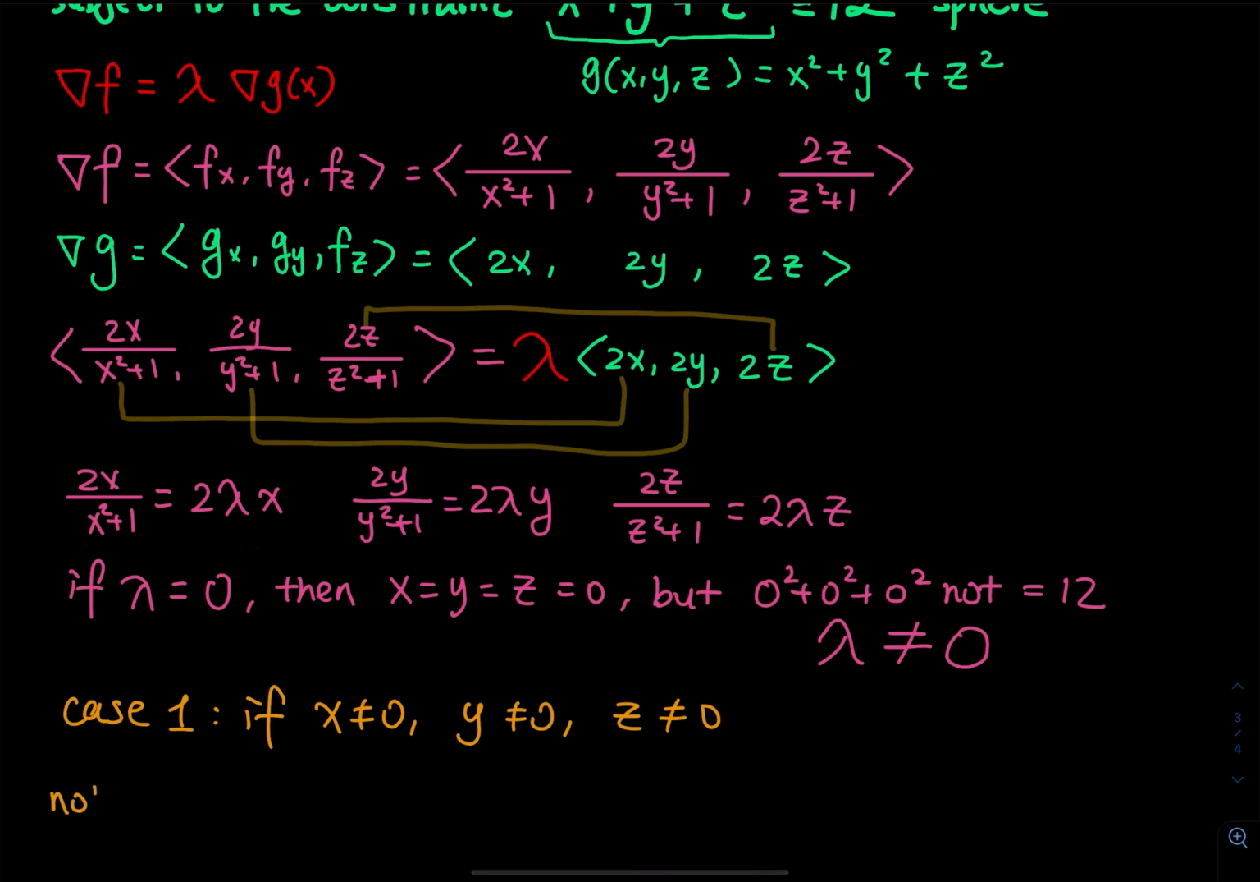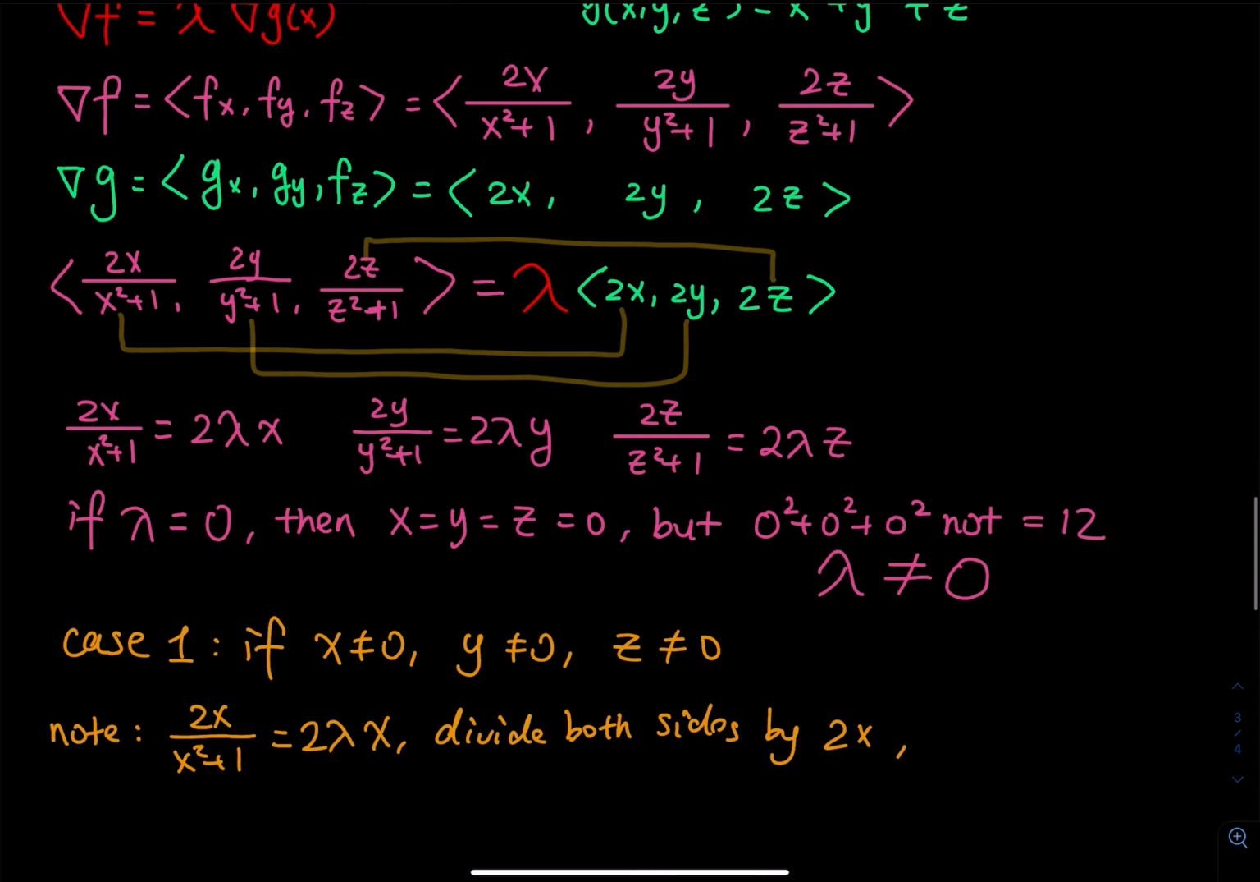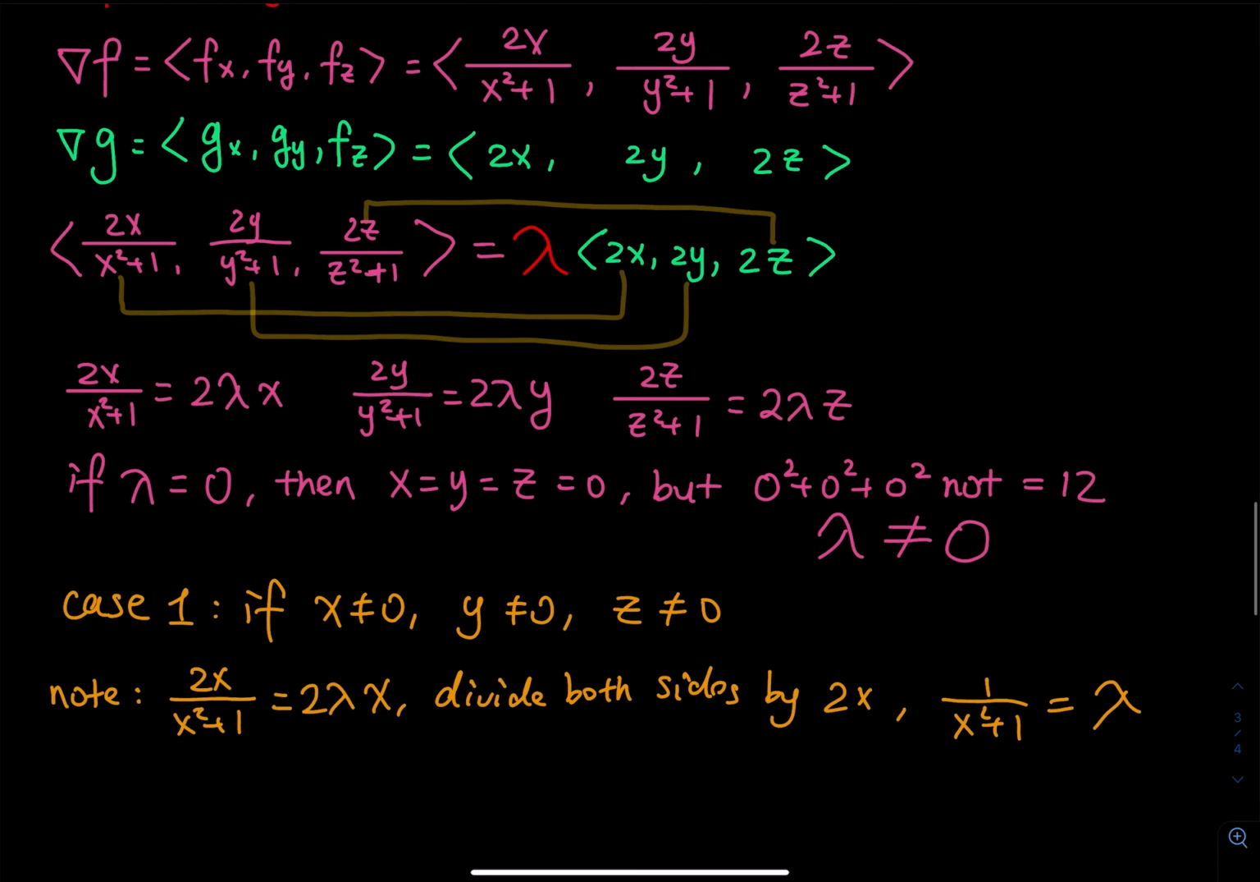So I'm going to put a note first. For 2x divided by x squared plus 1 equals 2 lambda x, we first divide both sides by 2x, and then what do we get? We have 1 over x squared plus 1 equals lambda. And then we have the same thing for y and z: 1 divided by y squared plus 1 equals lambda.